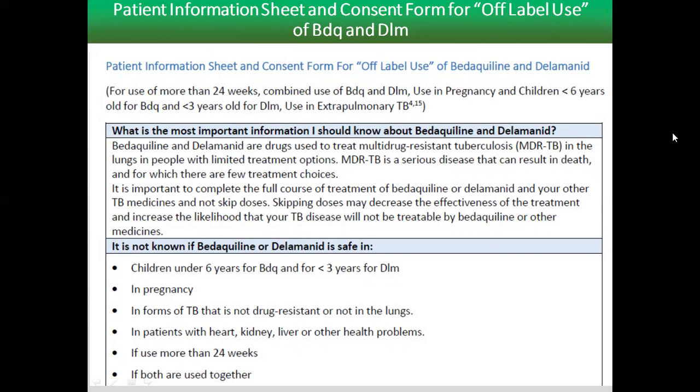So ano nga yun ulit? Review lang. Kailan siya off-label use? If more than 24 weeks or 6 months. If used in combination. If used in pregnancy. Children less than 6 years old for BDQ. Less than 3 years old for delamanid. And if gagamitin siya for EPTB. Okay. So, yung discussion will cover bakit importante, ano yung important information you should know about these two novel drugs, and then ilahad talaga natin sa patient ano yung hindi known regarding sa safety profile of the two drugs.